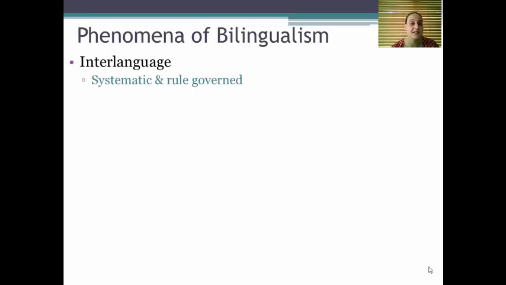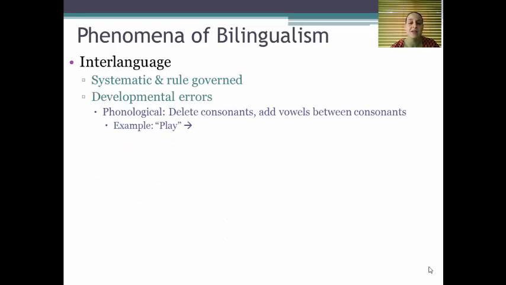So you'll see that it is systematic and rule governed. And the errors that are made are developmental. So, for example, phonologically, a student might delete consonants and add vowels between consonants. So something like play would sound like pele, right? Pele, as they put a vowel in between the P and the L. Or they might take the L out altogether and say pay. And the reason they're probably doing that is because the sounds p and l are not a constituent in their first language.